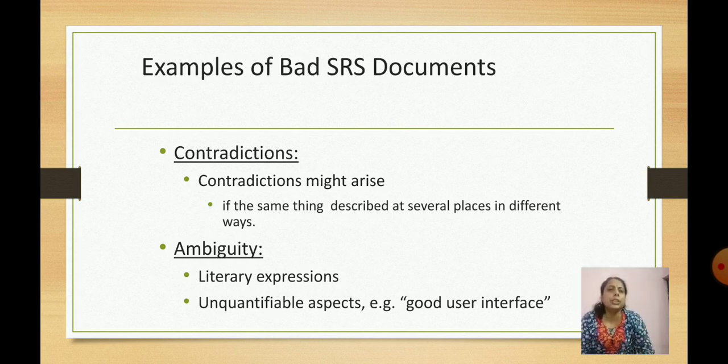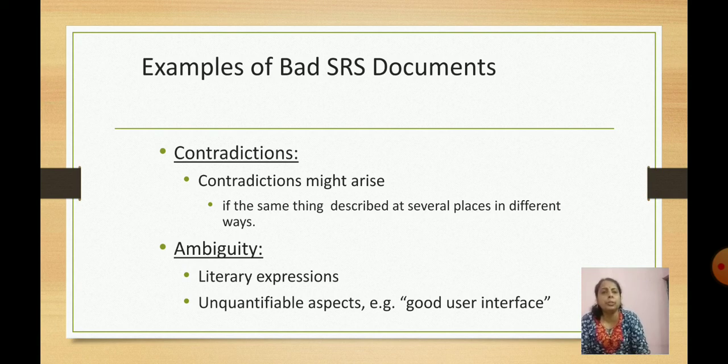Then contradiction. In a bad SRS document, contradiction may arise if the same thing is described at several places in different ways. If sometimes it gives a solution, and in another place it is giving another solution, then that will be a contradiction for the programmer, okay.